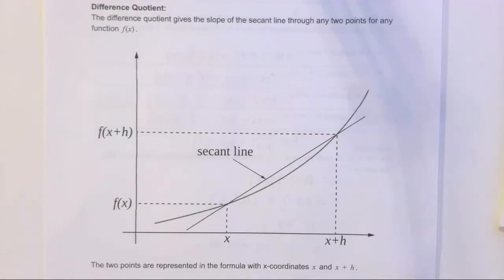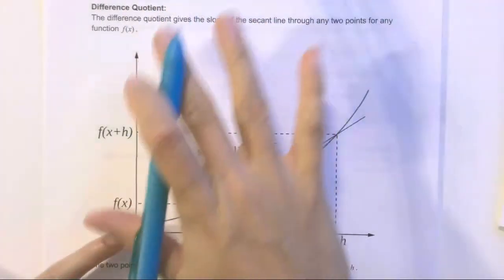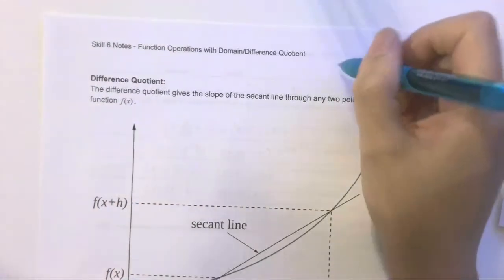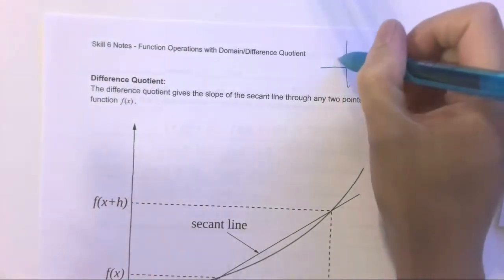All right, so now we're going to talk about what's called the difference quotient. Don't be scared about the name. I'm going to go over it with you. So before we look at an example, let's go back to Algebra 1 more.